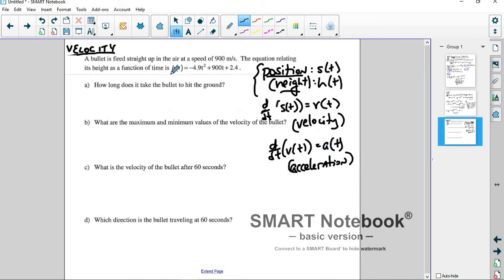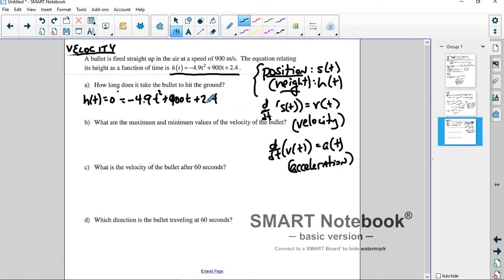So if we take a look at this problem, h of t models how high a bullet is that is fired straight up in the air. How long does it take the bullet to hit the ground? Well, that has nothing to do with calculus at all. That just has to do with h of t equals 0. When is h of t equal to 0? Well, set this equal to 0 and use the quadratic formula. You might be able to factor it, I don't know, but I'm not going to try to factor stuff with decimals in it. So we need to use the quadratic formula here.